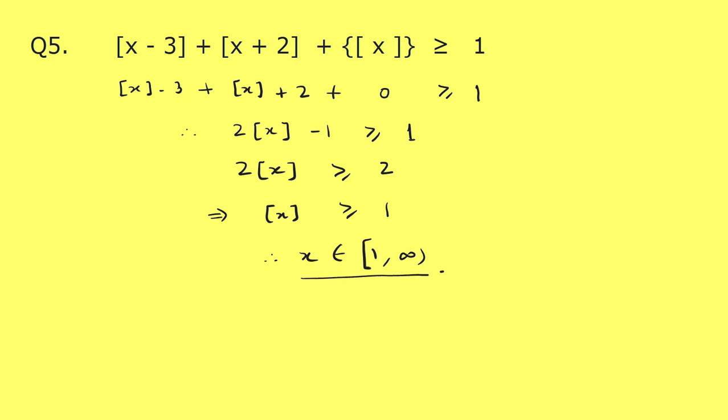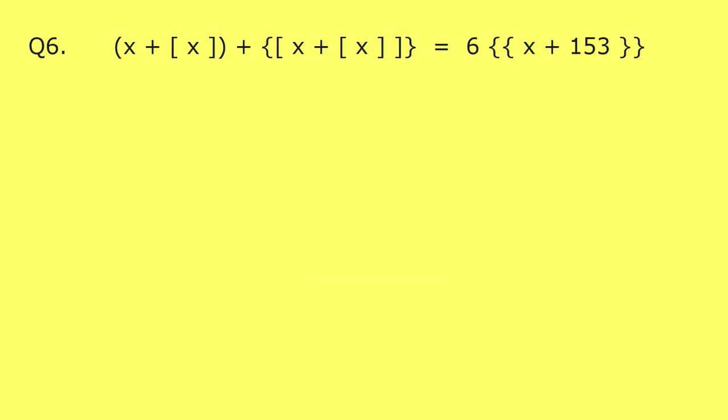Now the sixth one is the most important question here. In this question you can see the first term is okay. In the second term we have the fractional part of a greatest integer, so that can become 0. And the right hand side is the fractional part of a fractional part. So we start by writing x plus greatest integer x plus. Now you can see this part is the fractional part of a greatest integer, so it is going to be 0.